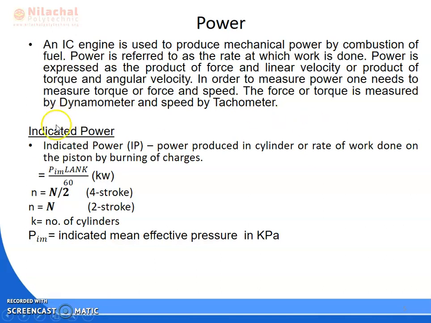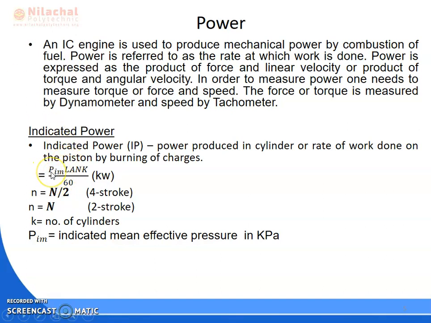First we will discuss indicated power. What is indicated power? As I said, it is the power produced in the cylinder, or the rate of work done on the piston by burning of the charge. The power we get in the engine cylinder is known as indicated power.